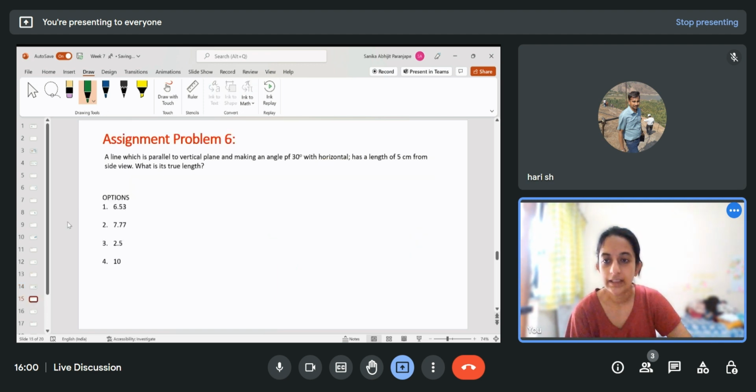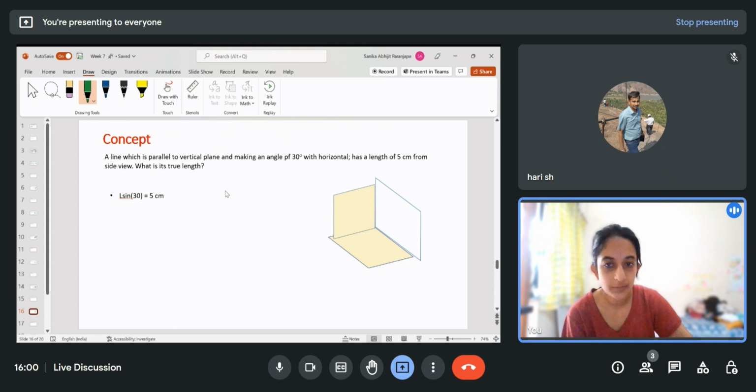So the next problem is: a line which is parallel to the vertical plane and makes an angle of 30 degrees with the horizontal has a length of 5 centimeters in side view. What is its true length? So the line is parallel to the vertical plane, which means it can be like this, like this, like this, anyhow. And it makes an angle of 30 degrees with the horizontal.